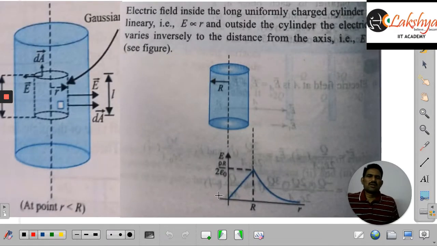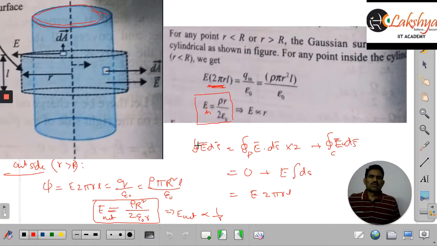If you draw the graph here, you will get a graph like this. It goes on increasing until the surface, and from the surface it goes on decreasing. So I think you got the calculation here.